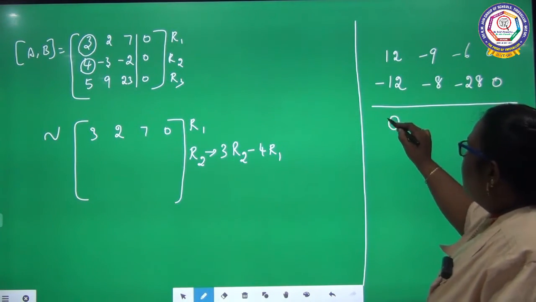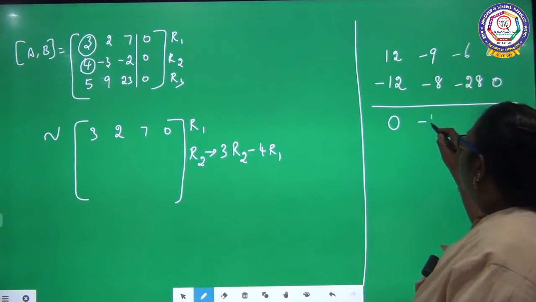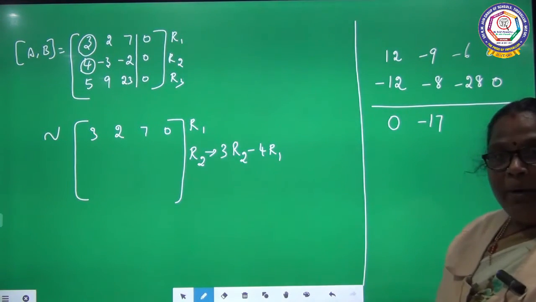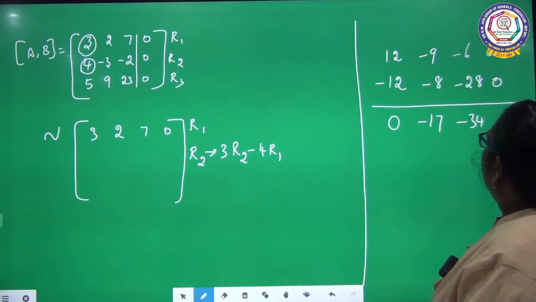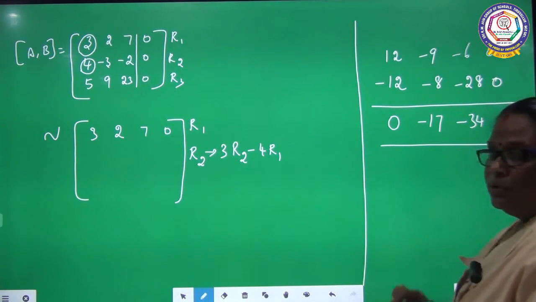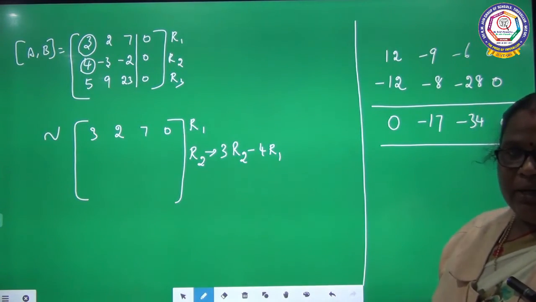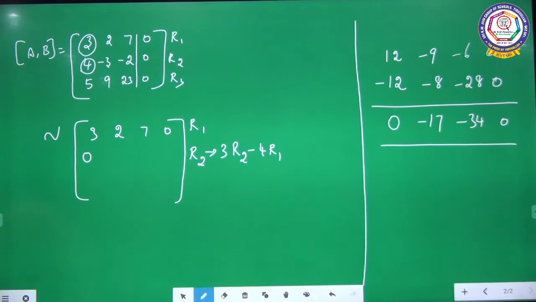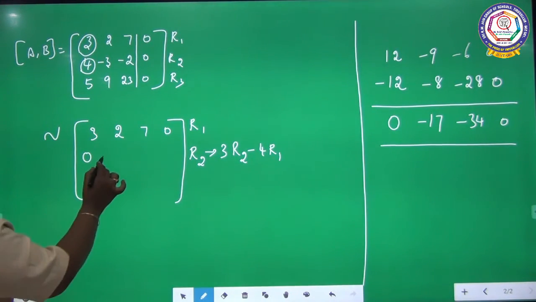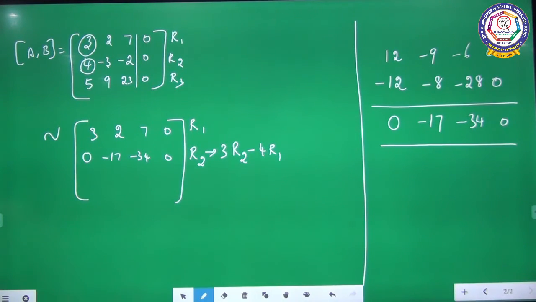So, 0, minus 9 minus 8 is minus 17, minus 28 plus 6 is minus 34, 0. So, R2 becomes 0, minus 17, minus 34, 0.